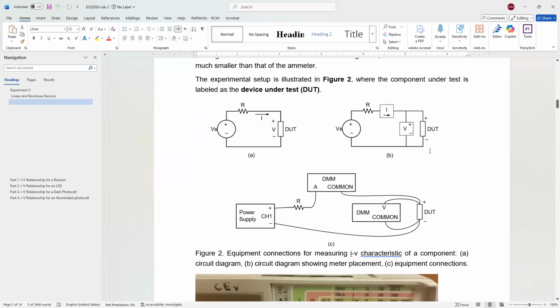Again, what do we want to measure? I want to measure the current of this device, the DUT, device under test.